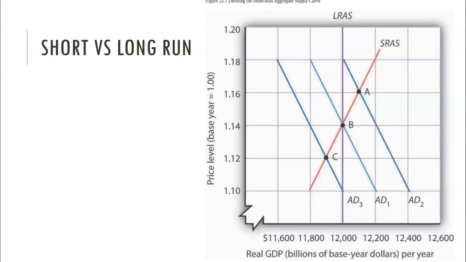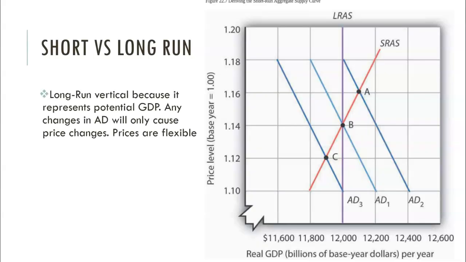When we're looking at short run versus long run, we see that long run is going to be vertical. So there's this purple line right here that represents long run aggregate supply. Okay, long run aggregate supply. It's just going to be a completely vertical line. It's going to say LRAS, long run aggregate supply. And that represents the economy's potential GDP, long run potential GDP, or the full employment level of GDP.